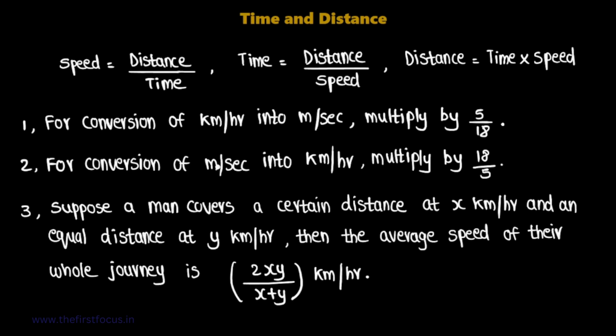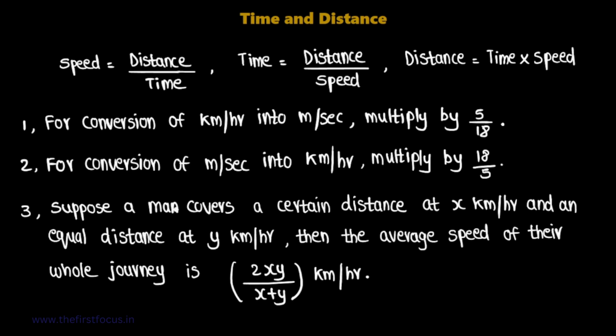Then for conversion of meter per second into kilometer per hour, we are multiplying by 18 by 5. That is the reverse of 5 by 18. For bigger into smaller, we have to have the numerator smaller. For smaller to bigger, we have to have the numerator bigger. This is the simple trick you have to keep in mind.